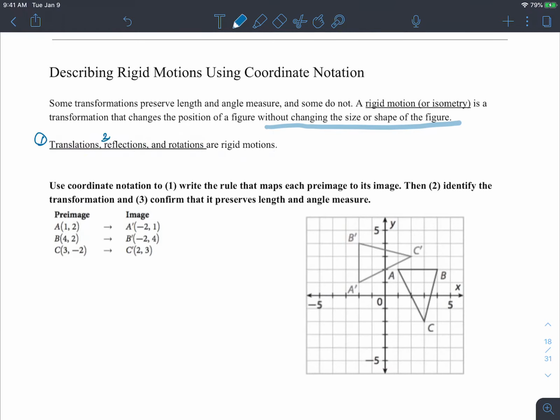1, 2, 3 items are rigid motions. So if you could show that a transformation is one of the 3 types, translation, reflection, or rotation, then you can say that it's a rigid motion. Because we stated it, you could almost treat this like a theorem. Actually, it is a theorem, okay? Even the book doesn't say so.